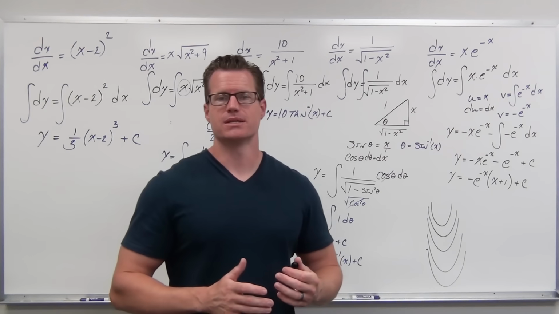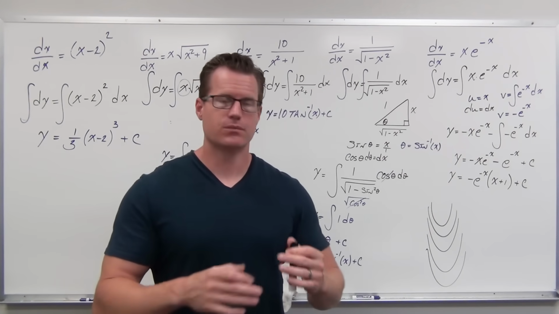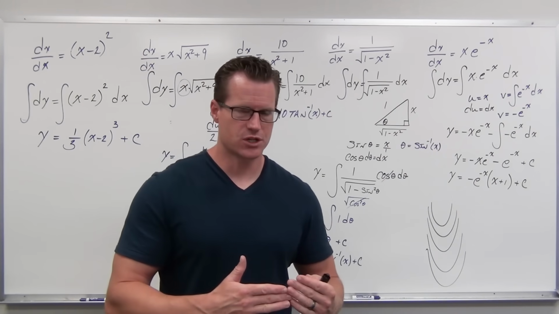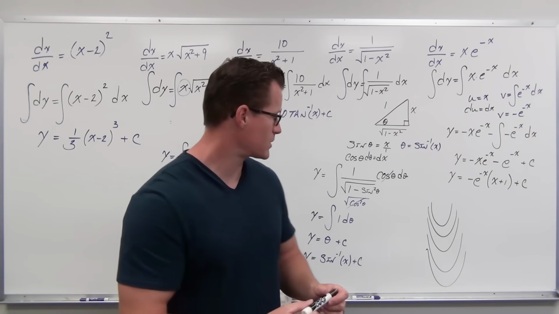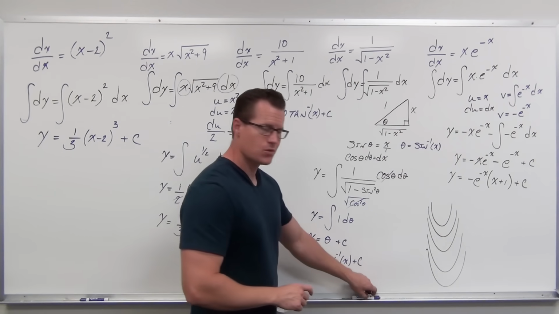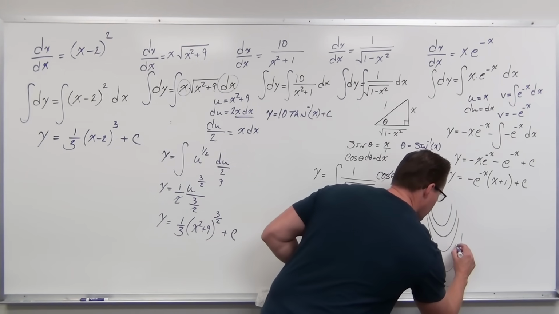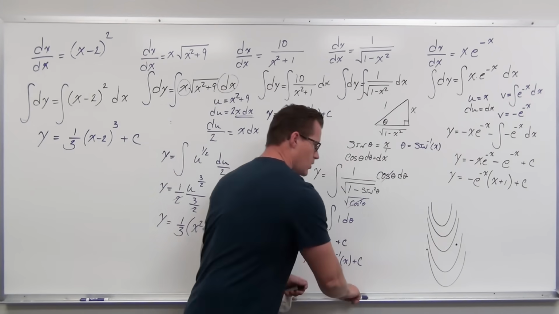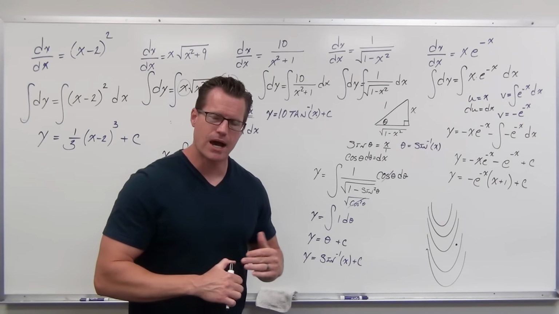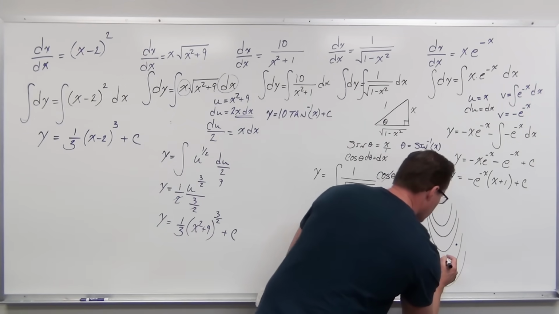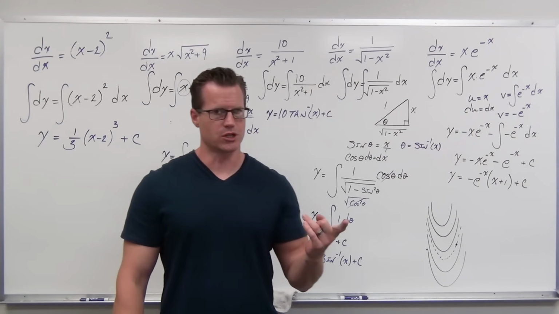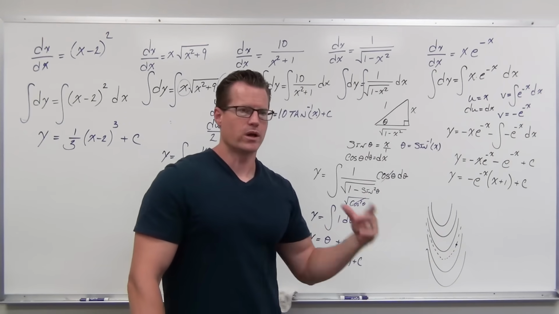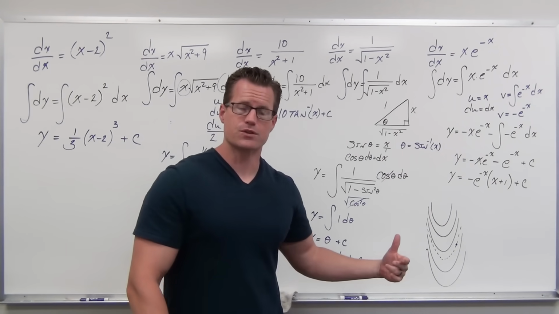The key point here is that all of them are parallel. None of them share any points. What that means is that if we give one point, you say, well, I want to go through that point right there, there's only going to be one curve in that entire family that does that. It's going to be one particular solution out of the general solution, one particular curve out of the family of curves. So let's do that.